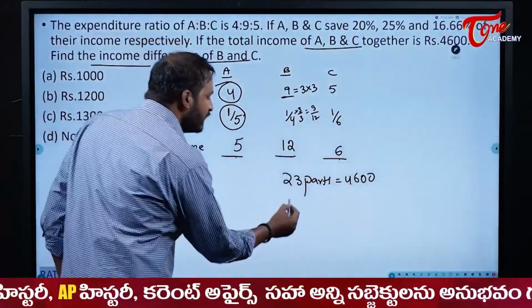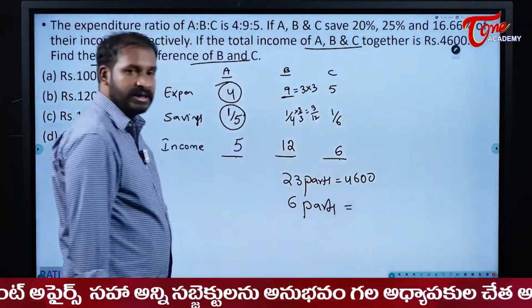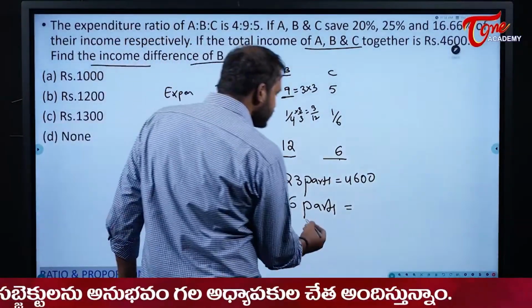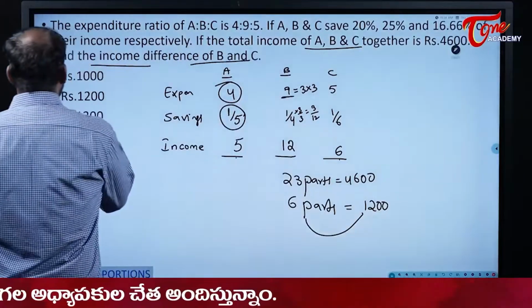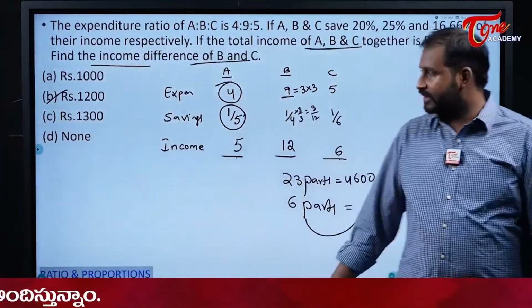parts. If 23 parts is 4600, what happens to 6 parts for me? If 23 parts is 4600, 6 parts becomes how much? For us here it is 1200. Understood? Try to understand the concept here, students.